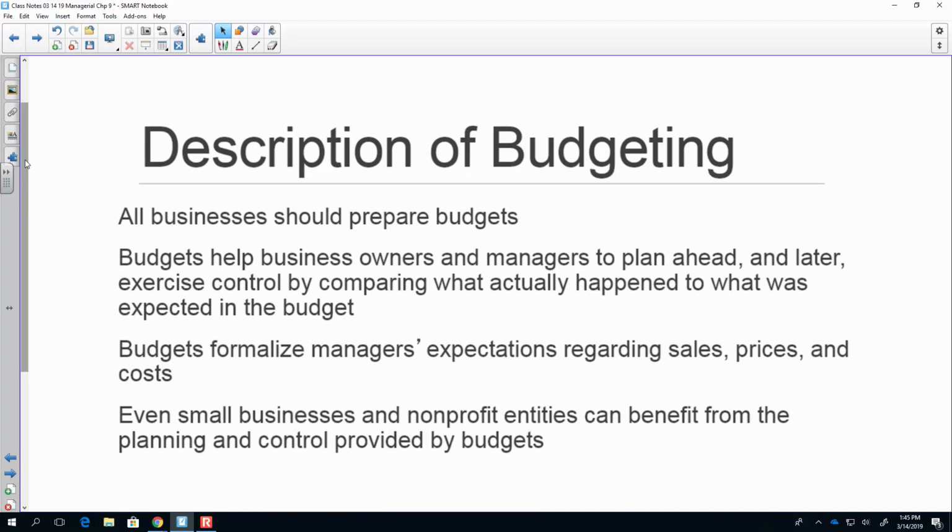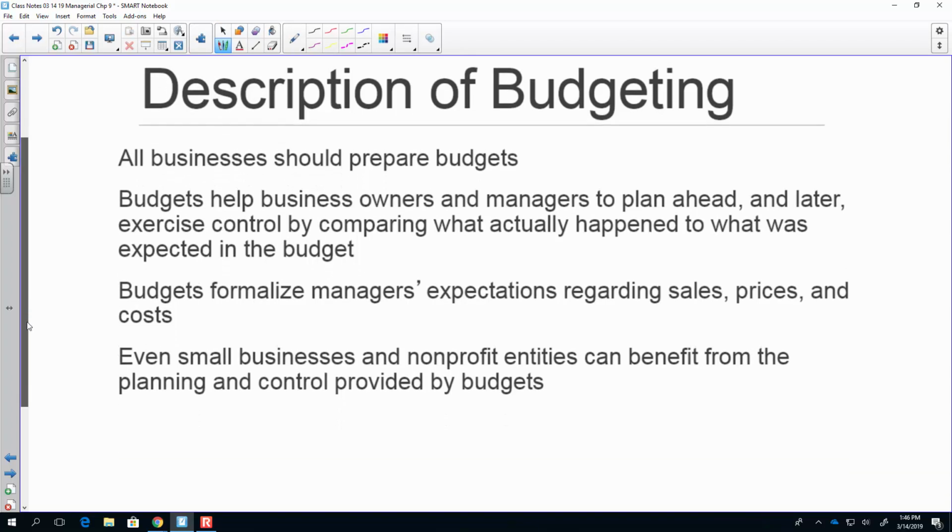For today then, I want to start this process of budgeting. And this begins on page 457. The reason that we develop budgets is that there is a control mechanism when we do so, right? You cannot control your operation until you have something to compare it to. So we're going to compare the budget to what actually happened, and that's the goal here.